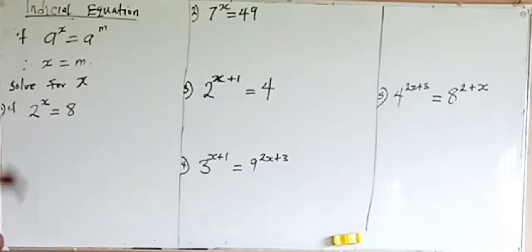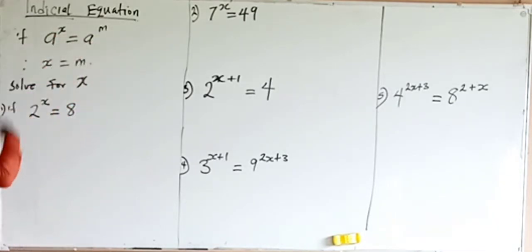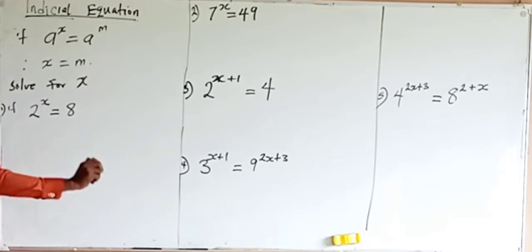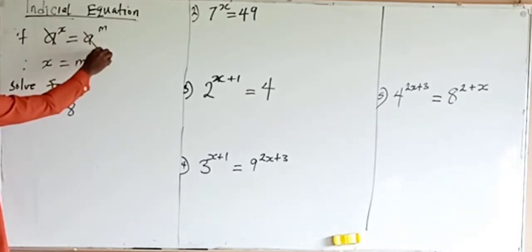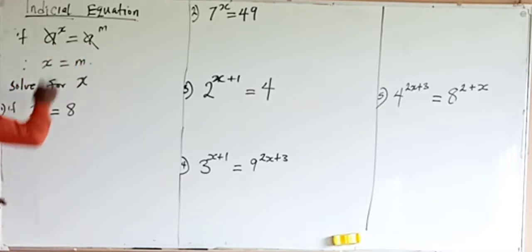So what I'm going to do here now, they are telling us if a raised to power x is equal to a raised to power n. Now, what is the meaning of this? It means that if you discover that you have two expressions equal to each other, and the two bases are the same, 2 and not 3, that is very important. You have one expression, and another expression, and the two bases of those expressions are the same. What you have to do is to ignore the base and equate their powers. What did I say? If the two bases are the same, you ignore the base and equate the power.